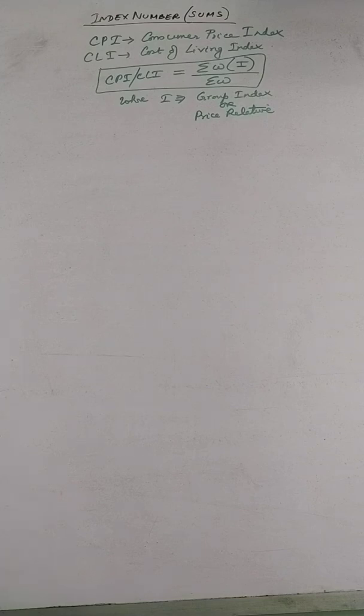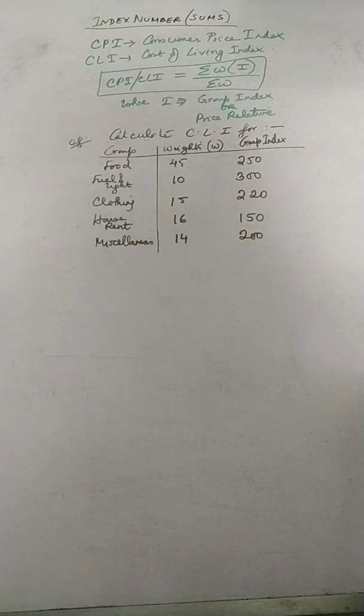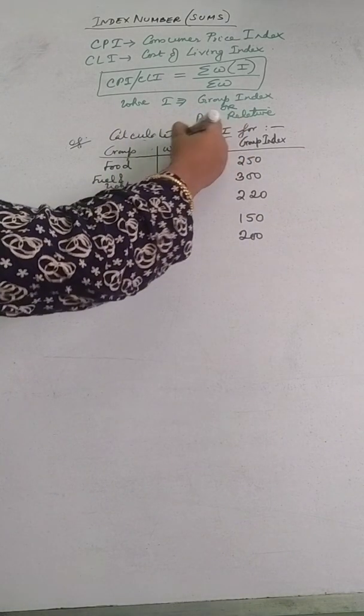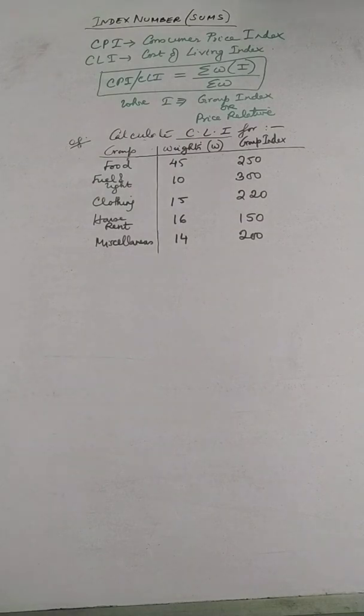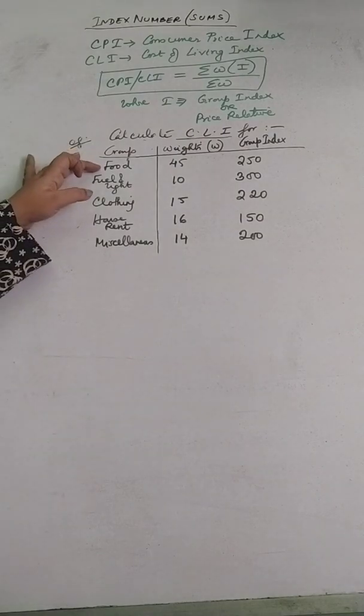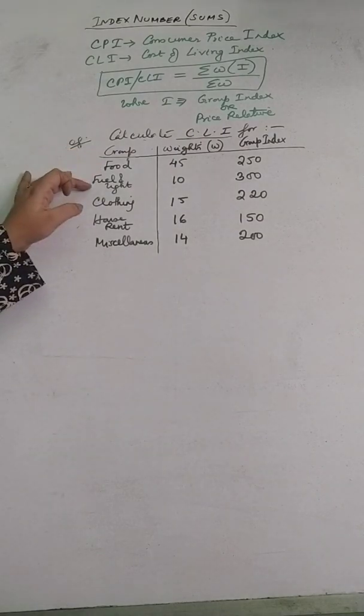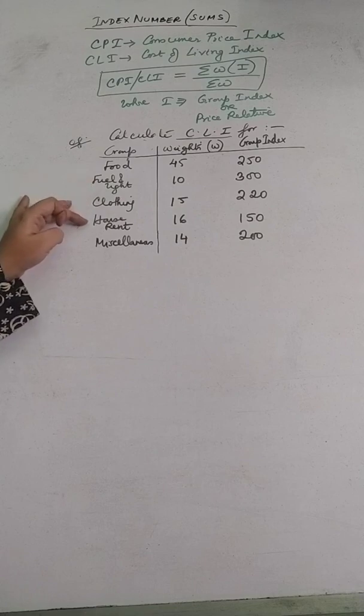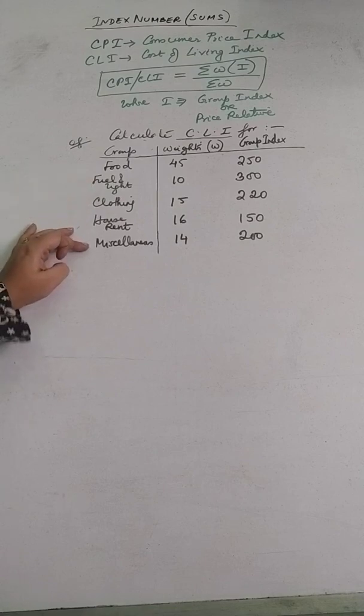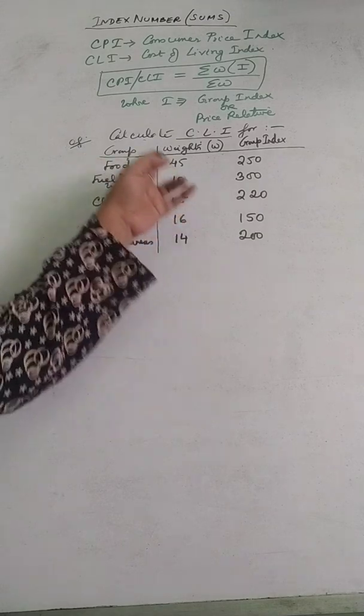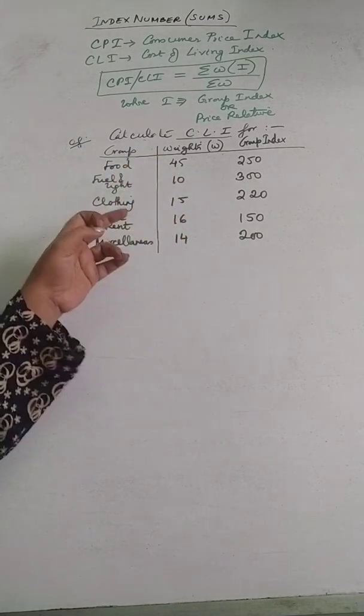Very simple. For example, if group index is given, I'll set up a question. This is the question given. Calculate the CLI, the cost of living index, for the table given. The groups are food, which is a group, definitely not a commodity, then fuel and light, clothing, house rent, miscellaneous. Weights for each are given: 45, 10, 15, 16, 14.